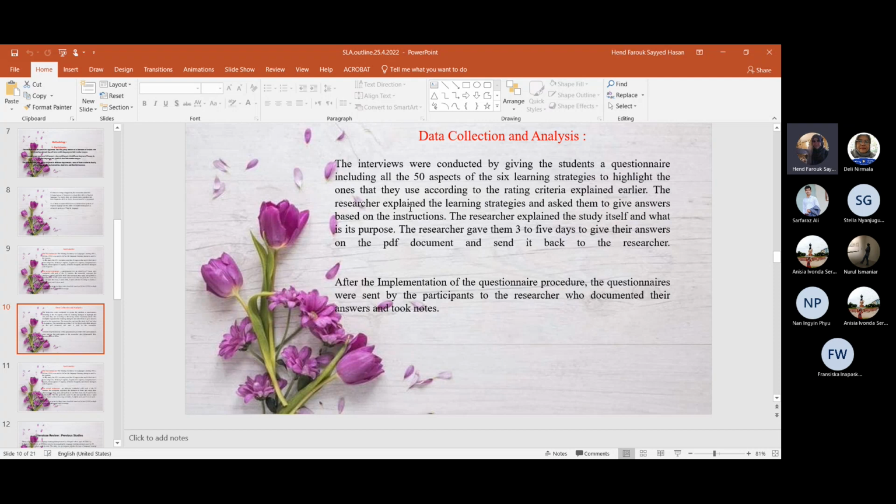The researcher explained the study itself. Why are we doing that study? What's the purpose behind doing that study? And gave them 3 to 5 days to give their answers on PDF editable format and send it back to the researcher. After the implementation of the questionnaire were sent by the participant to the researcher, who documented their answers and took notes.